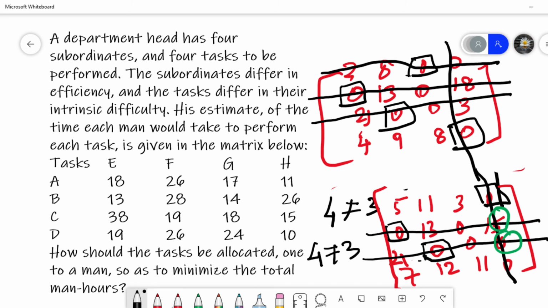So now we are going to check whether the number of assignments is equal to the number of rows. So in our problem, the number of rows is 4. Then the number of assignments is also 4. So 4 equals 4. So we stop the process.